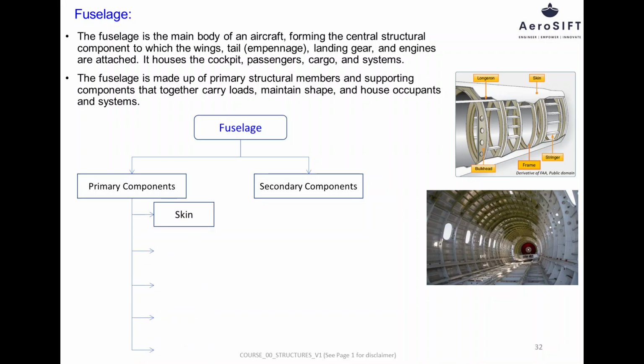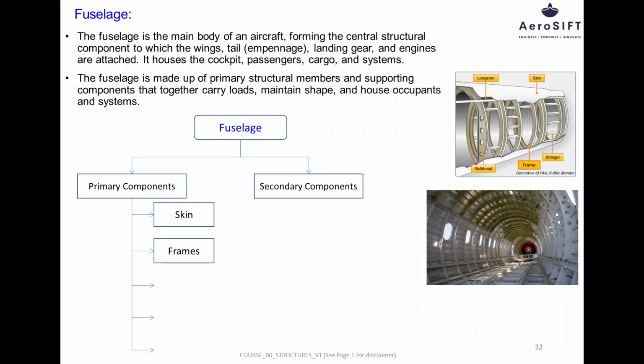Primary components of fuselage. The fuselage skin is the outer covering of the aircraft and is a primary load-carrying element in semi-monocoque construction. It mainly carries shear loads and pressurization loads and also contributes to resisting bending and torsional loads. In pressurized aircraft, the skin experiences hoop and longitudinal stresses due to internal cabin pressure. Additionally, it provides a smooth aerodynamic surface and protects internal structures from environmental effects.